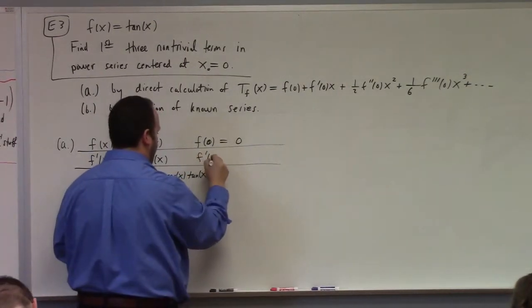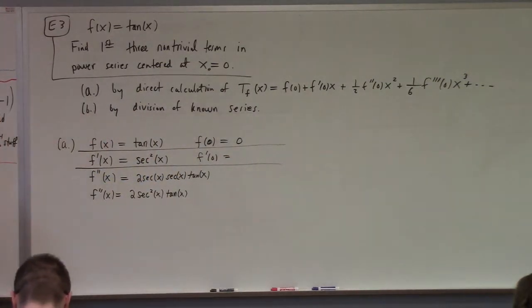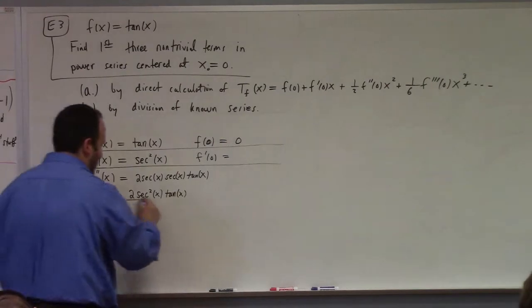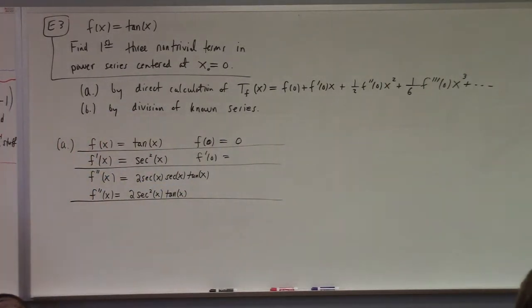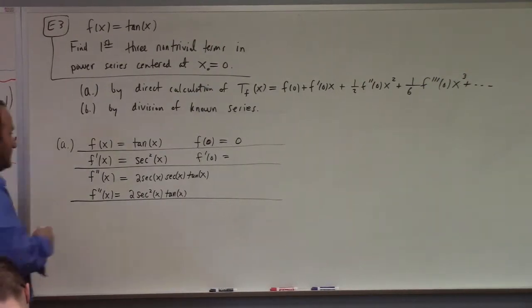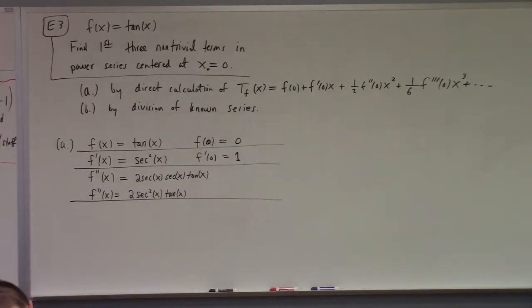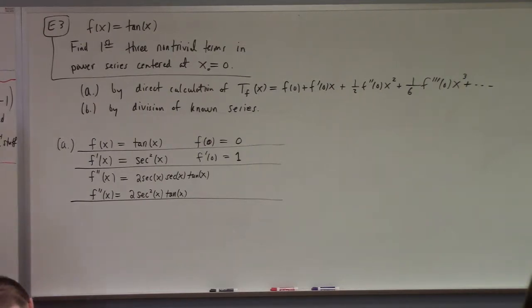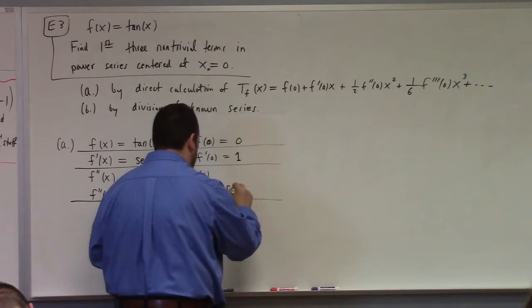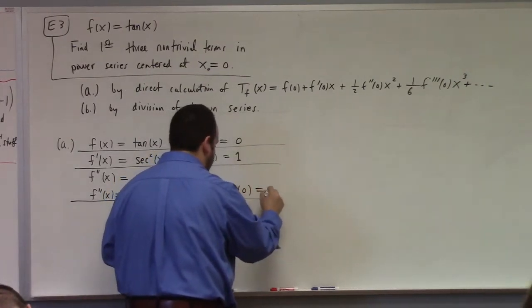What's f prime of 0? What's secant of 0? What's 1 over cosine of 0? It's 1, right? What's f prime prime of 0? It's 0. This is not surprising because tangent is odd. So its even derivatives are 0.